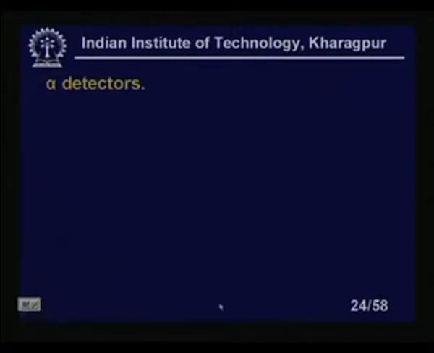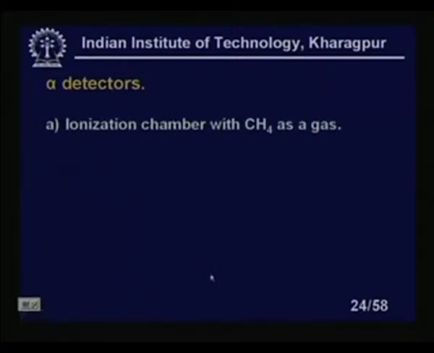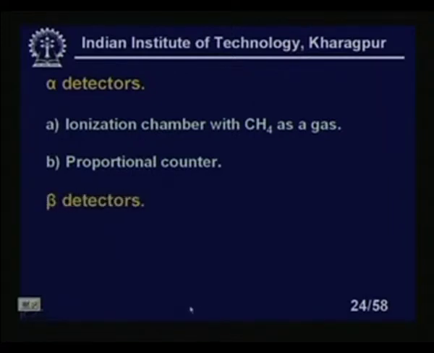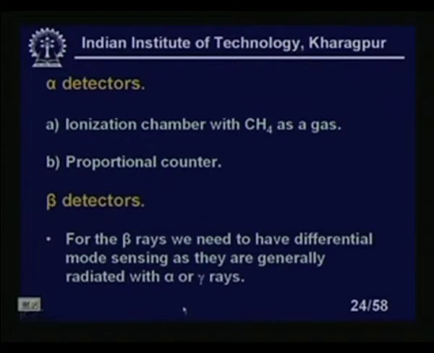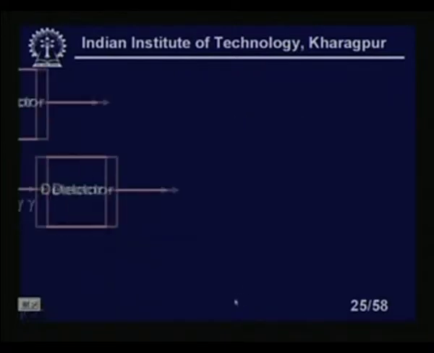Alpha detectors. What are those alpha detectors? Ionization chambers with CH4 as the gas, and proportional counters. Beta detectors: for beta rays we need differential mode sensing, as they are generally radiated together with alpha and or gamma rays.